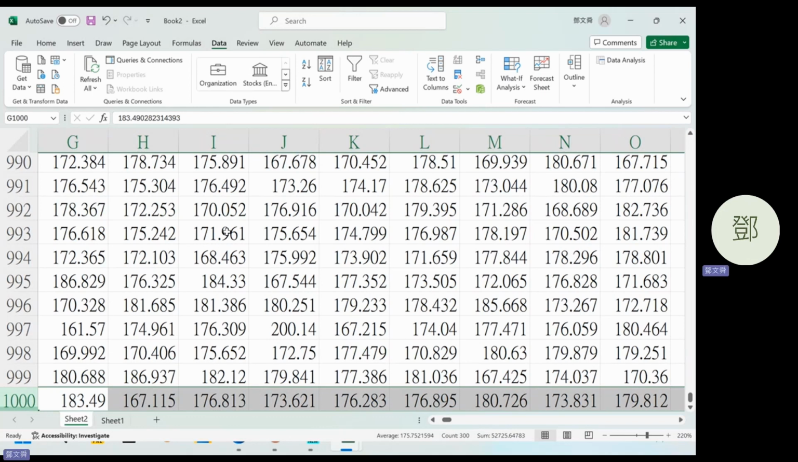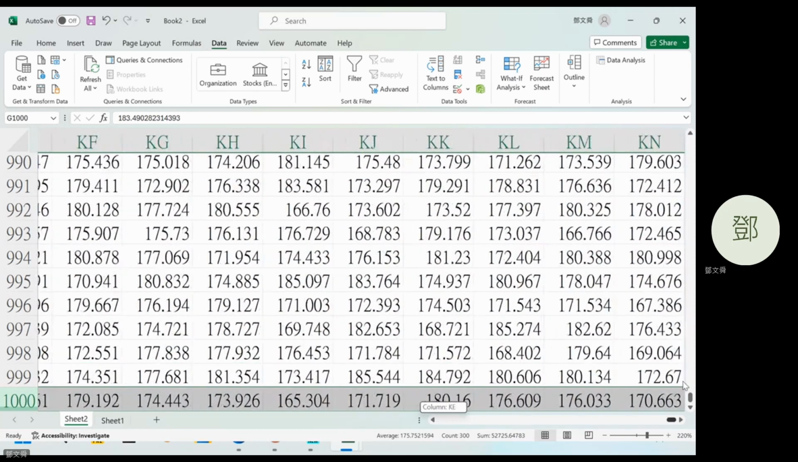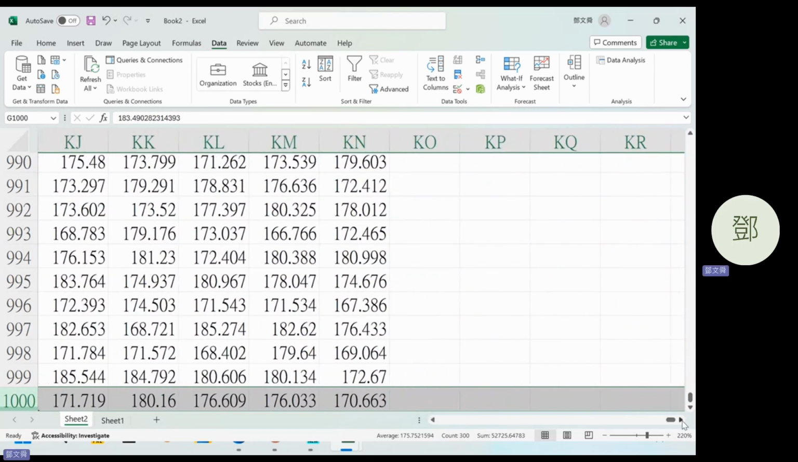You might question: 1, 2, 3, 4, 5, 6, 7, 8, 9, only 9 observations. Why do the professors say it is 300? Actually, it is 300. Look, let me pull to the right. It is 300. So we have 1,000 such samples, and each sample contains 300 observations.